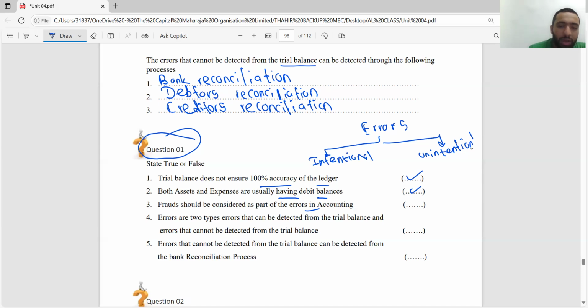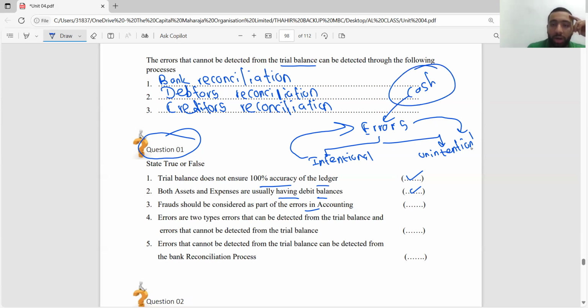Fraud should be considered as part of errors in accounting. Yes, intentional errors. Fraud is what is done knowingly. If you know this is wrong and you do it, it is an error or not? Yes, it is an intentional error. For example, if you write the debtors in the different column, that is an unintentional error. But if people take cash out of the business without recording it purposefully, that is when things blow up. So students, remember, fraud is an error in accounting. What type of an error? It is an intentional error.